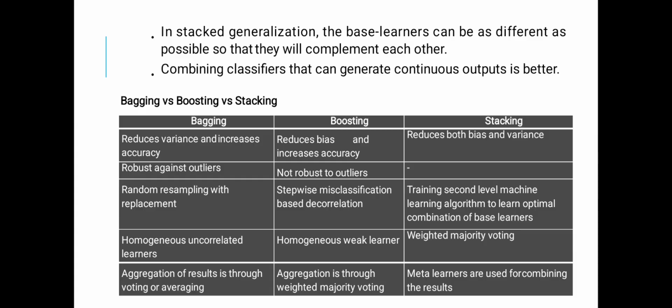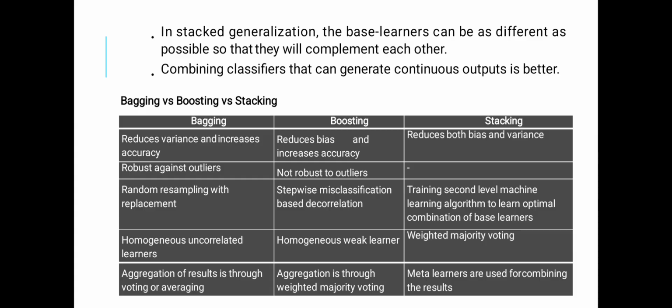Bagging reduces variance and increases accuracy, whereas boosting reduces bias and increases accuracy. Stacking reduces both bias and variance. Bagging is robust to outliers. Boosting is not robust to outliers. In bagging, random resampling with replacement is possible, whereas in boosting, stepwise misclassification based decorrelation is possible. In stacking, training a second level machine learning algorithm to learn the optimal combination of base learners is done.